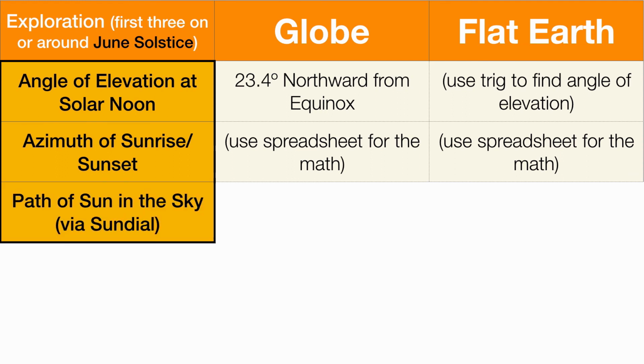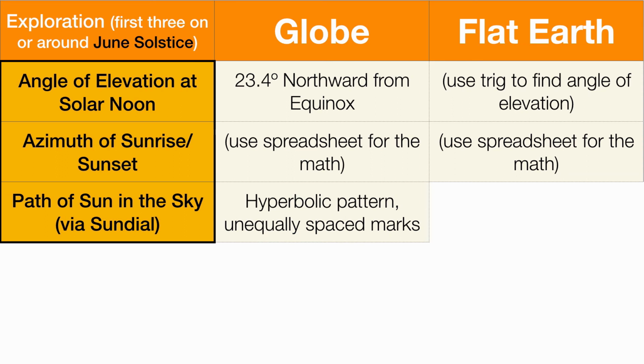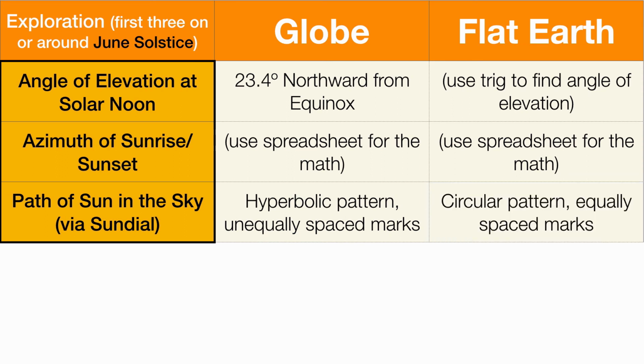The path of the sun in the sky via a sundial. Again, if the Earth is a globe, you should get a hyperbolic pattern with unequally spaced marks. If the Earth were flat, you should get a circular pattern with equally spaced marks.